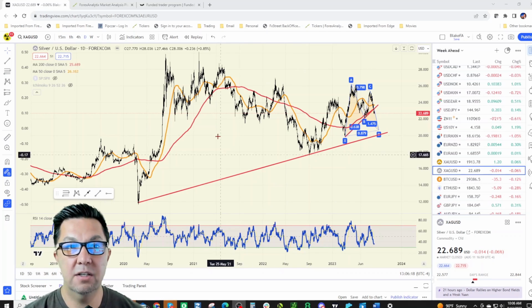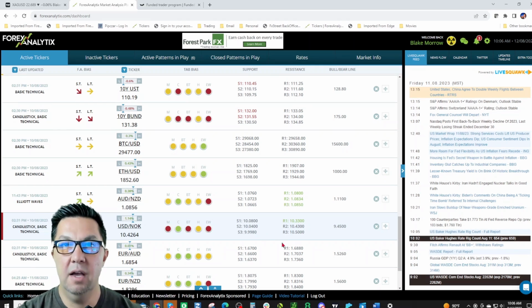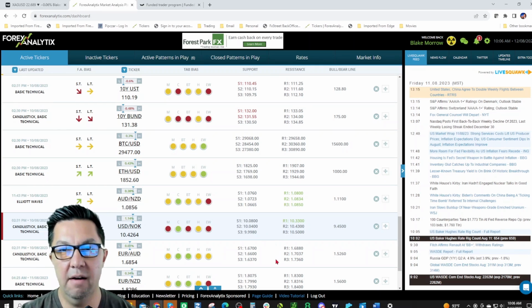So we'll be paying attention to that in the weeks and months ahead as we head into the second half, or continue into the second half of 2023.